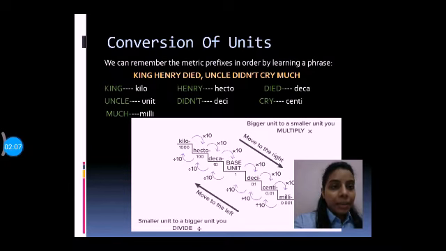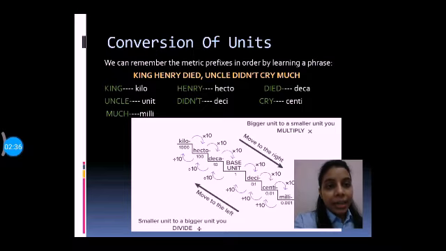For example, if I want to convert liter into deciliter, that means I have to move in the downward direction. That means I have to convert from a bigger to a smaller unit. And how many times do I have to go downwards? One step. That is why for converting from liter to deciliter, I have to multiply by 10.